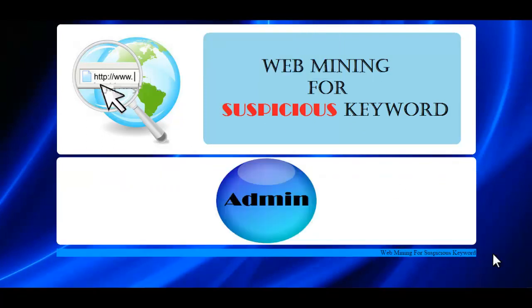Through this system, the admin can either pass a URL or a file that contains a URL list, and one by one the system will scan for suspicious keywords in the web pages and inform the admin about it. So this is how the system web mining for suspicious keyword works.